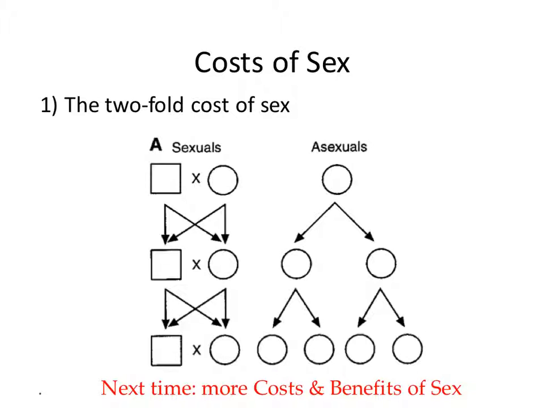Okay, so one cost of sex has to do with energetics. This is sort of classic evolutionary theory. The twofold cost of sex basically says that in the same amount of time with the same number of resources, if you're an asexually reproducing individual, you make twice as many offspring as sexually reproducing individuals.